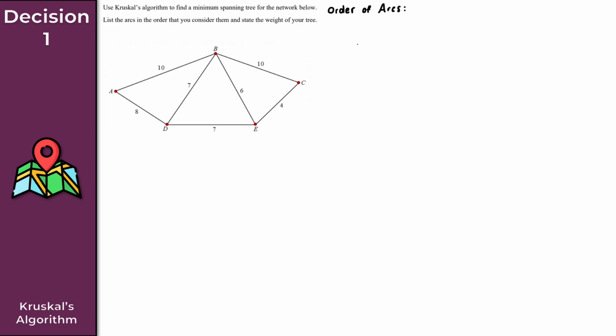So order of arcs. Like so. If we start with the arc of least weight here, that would be this arc here, CE. So CE has a weight of 4, and we'll put the weight in a bracket next to it. Perfect. So, which would be the next arc here with least weight? Well, that would be this arc here, BE. So BE has a weight of 6.